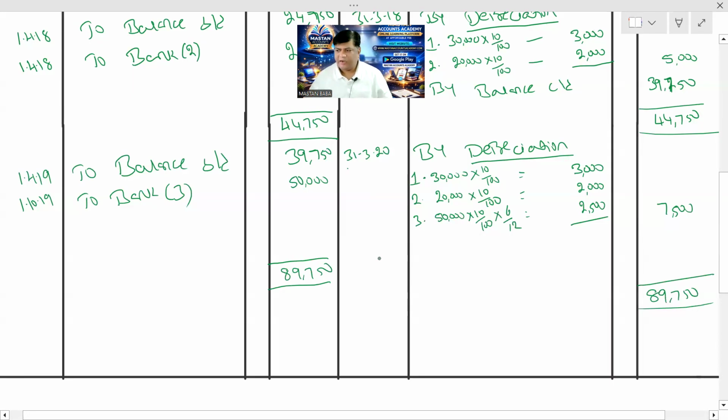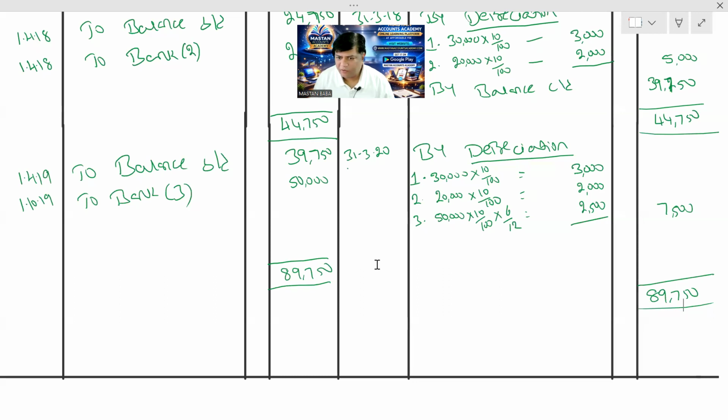89,750 minus 7,500. So calculate it in rough work. 89,750 minus 7,500: 89 minus 7 is 82, and 750 minus 500 is 250. So 82,250. So by balance carried down. Double check once, we tend to get confused. By balance carried down: 89 minus 7 is 82, 750 minus 500 is 250.